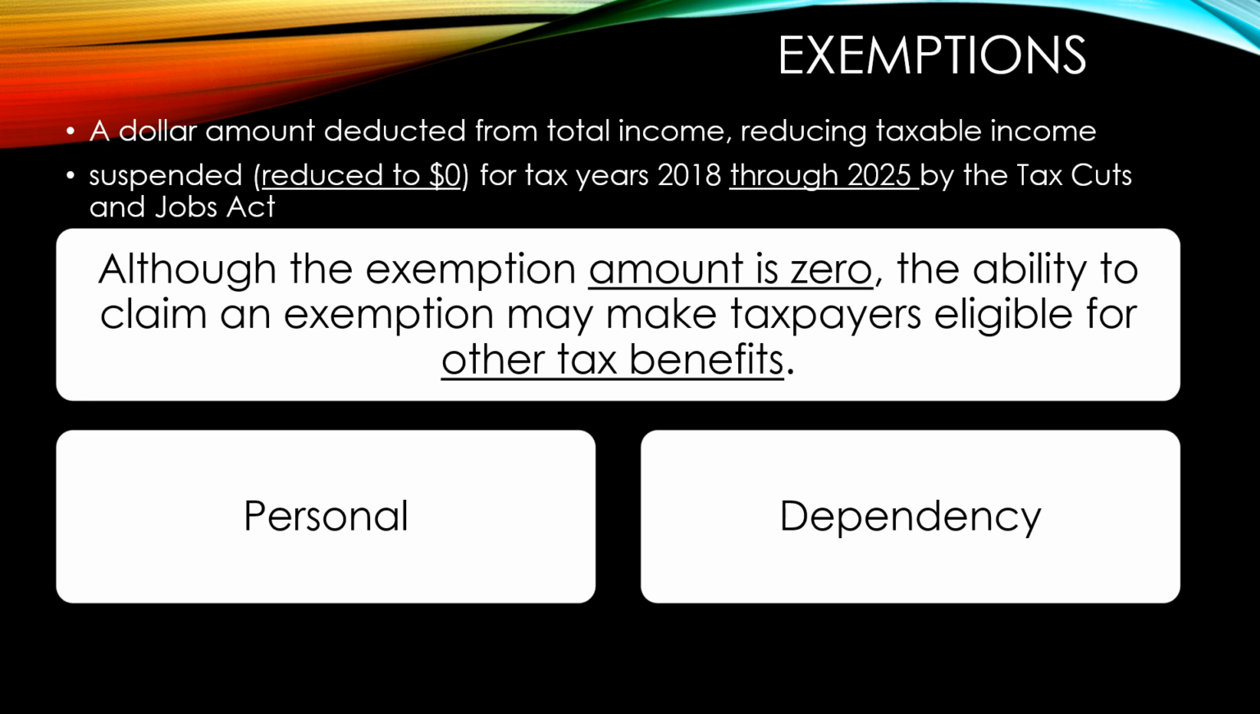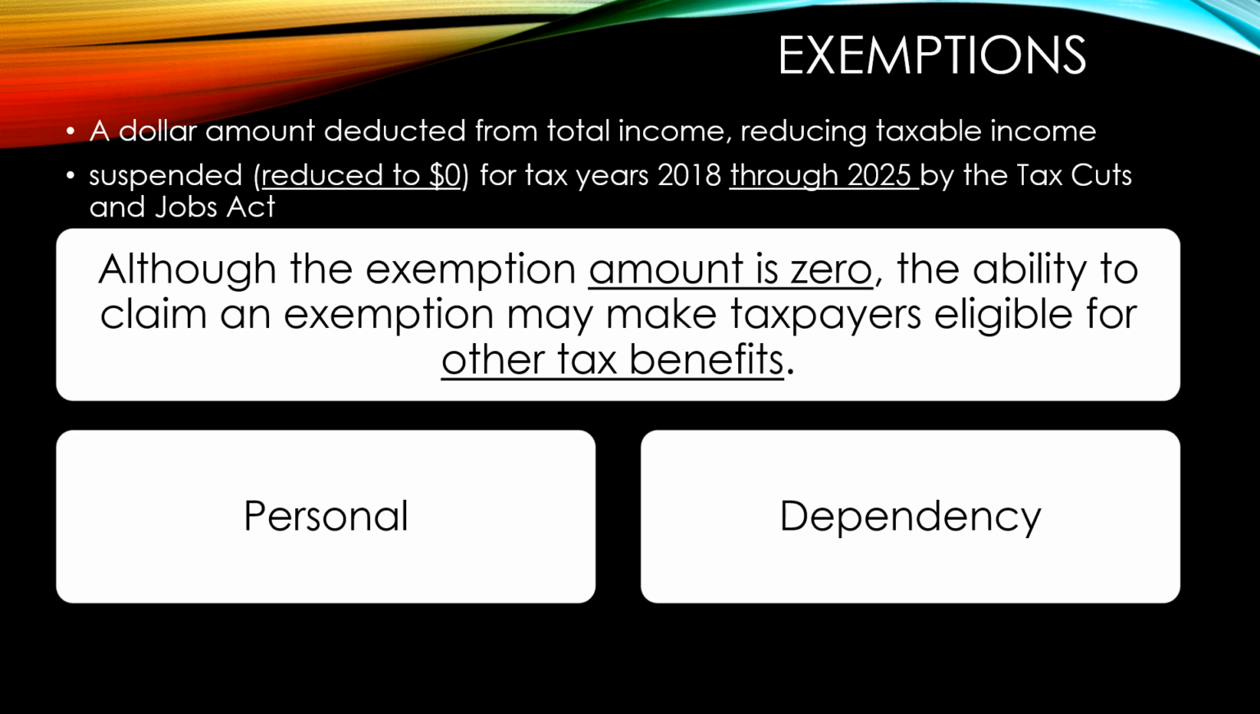Well, in tax years 2017 and earlier, there was a line for exemptions just before we got to that taxable income line. In late 2017, however, the Tax Cuts and Jobs Act reduced the dollar amount that would go on that line to zero for years 2018 through 2025. So you are not going to see that line on this year's form. It is still important to know what an exemption is, though, because even though the exemption amount is zero, the ability to claim an exemption can make taxpayers eligible for other tax benefits.